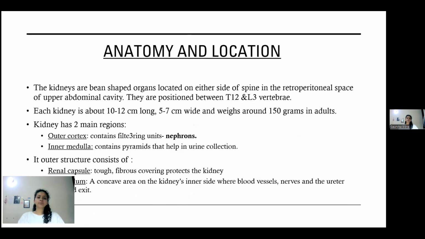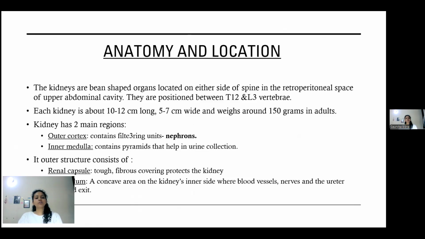Coming on to kidneys. The kidneys are bean-shaped organs located on either side of the spine in the retroperitoneal space of the upper abdominal cavity, positioned between the T12 and L3 vertebra. They have two main regions, the outer cortex and the inner medulla. The outer cortex consists of the filtering units known as nephrons, whereas the inner medulla contains pyramids that help in urine collection.